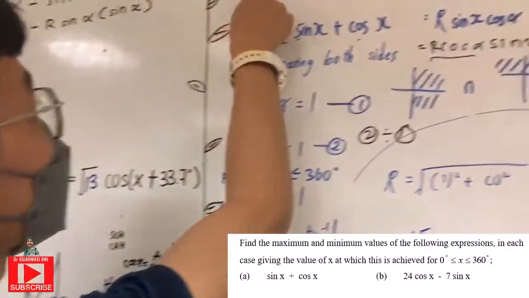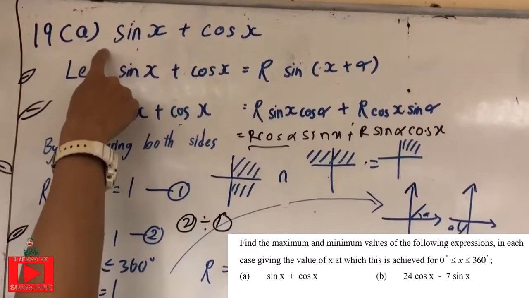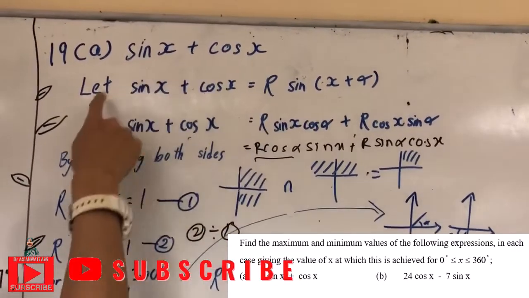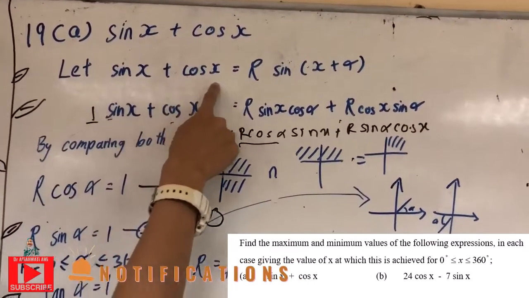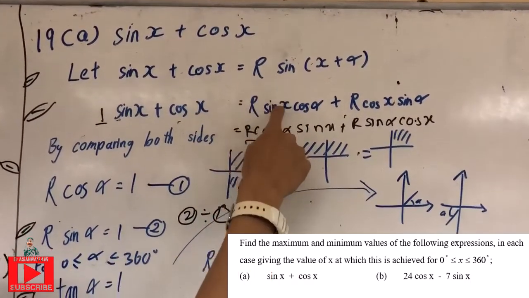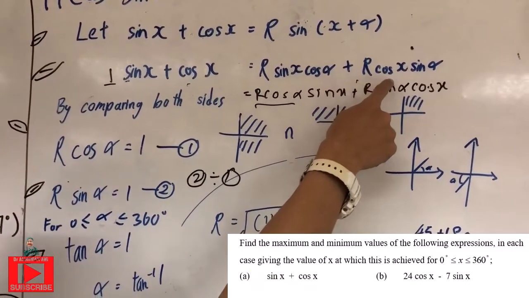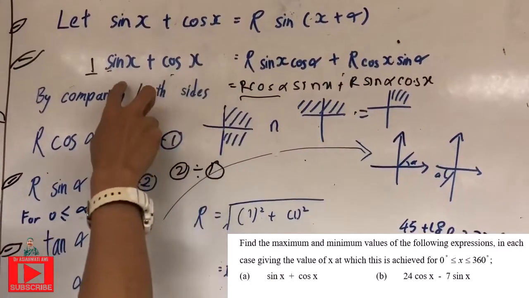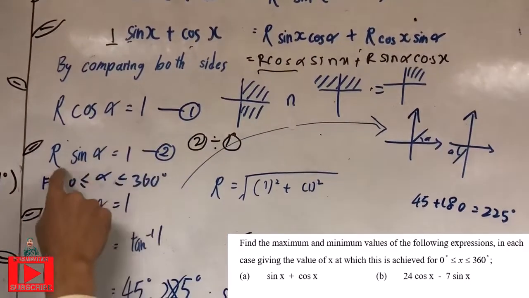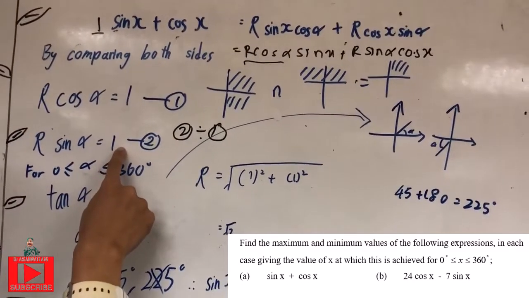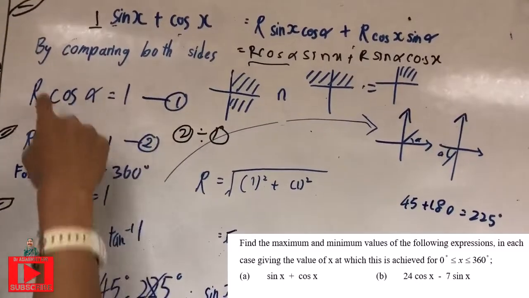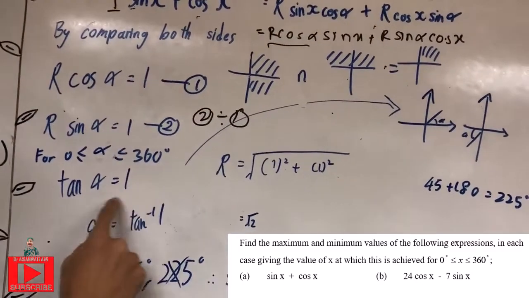For question 19a, we want to find the minimum value and maximum value for sin x plus cos x. First step, we let sin x plus cos x equal to r sin(x plus alpha), and we expand this to r sin x cos alpha plus r cos x sin alpha. After that we compare both sides and we get r cos alpha equals 1, r sin alpha equals 1. Then we divide these equations and we get tangent alpha equals 1.